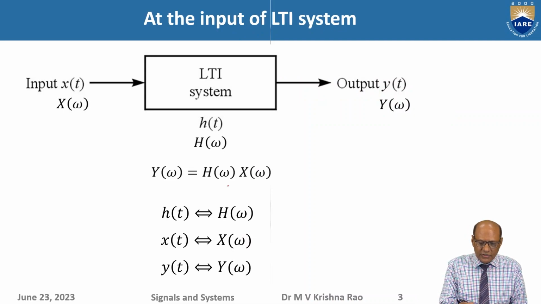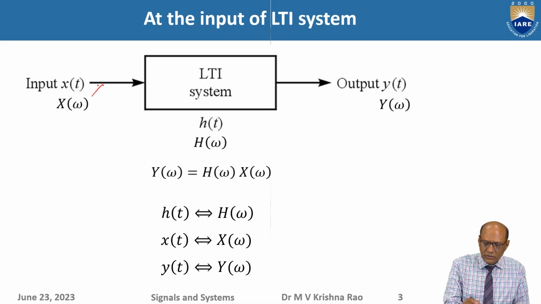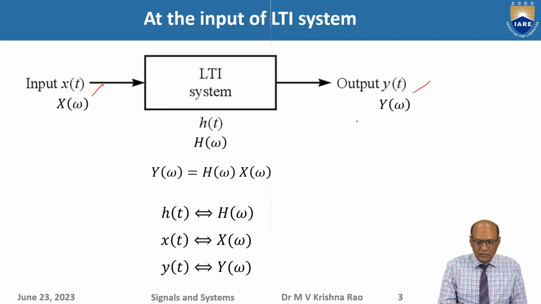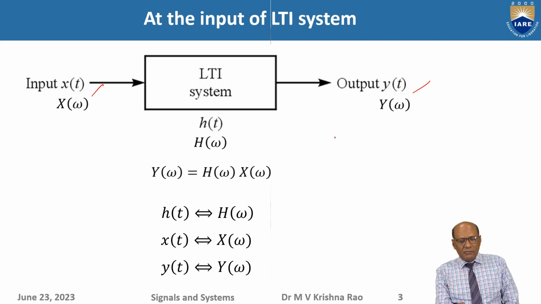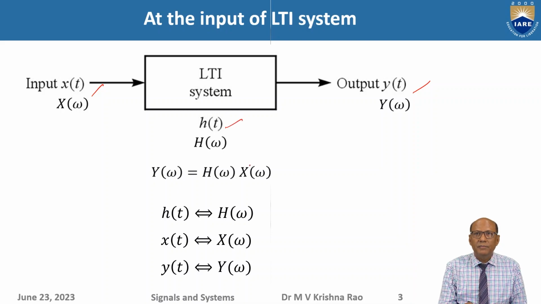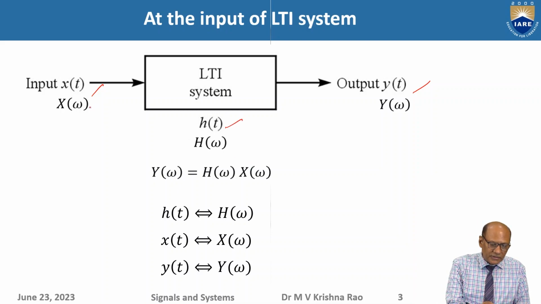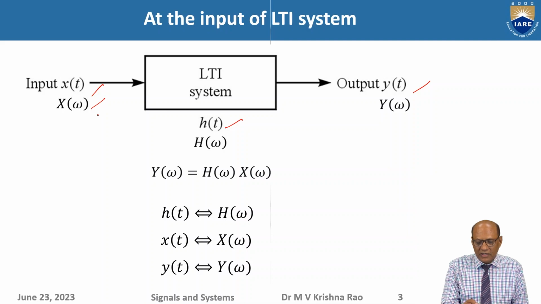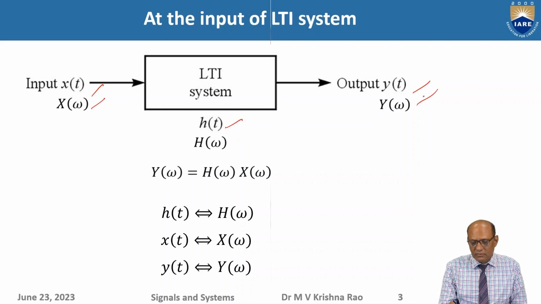So this is the system which we have considered, with input x of t, output y of t, and an LTI linear time invariant system with impulse response h of t. Then the frequency representation: what is the Fourier transform? The Fourier transform or Fourier spectrum of the input signal is capital X, of the output signal is capital Y, and this is the frequency response of the system, H of omega.